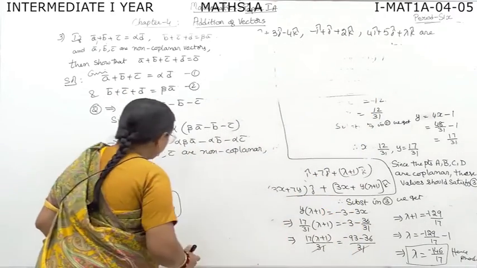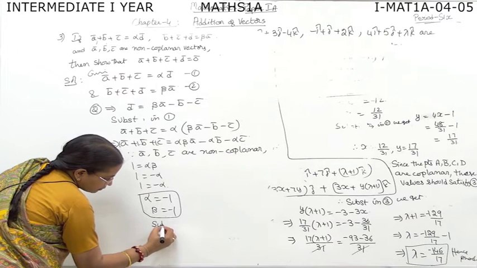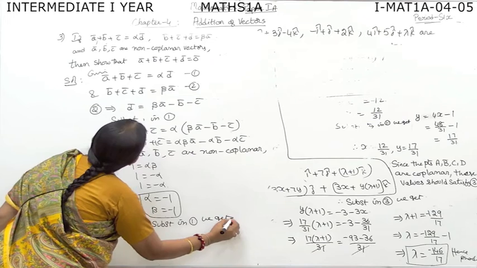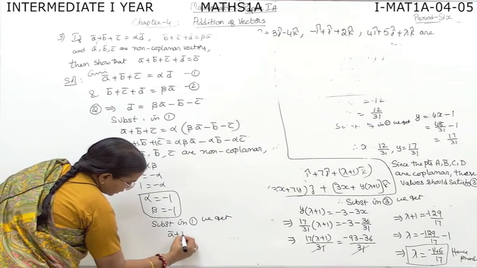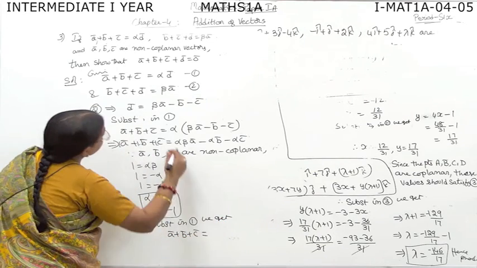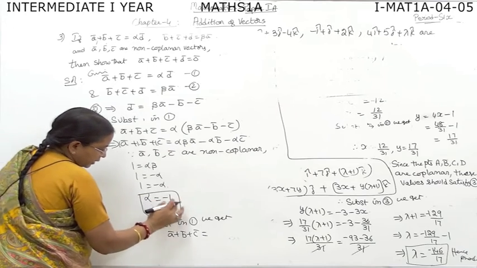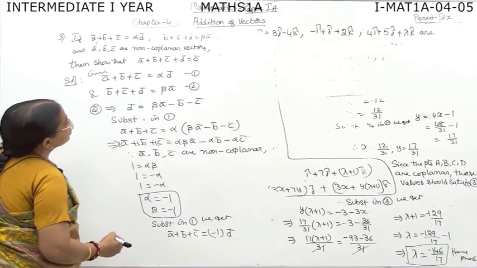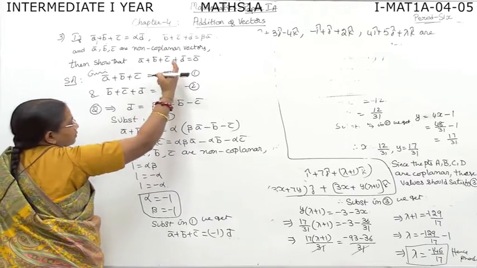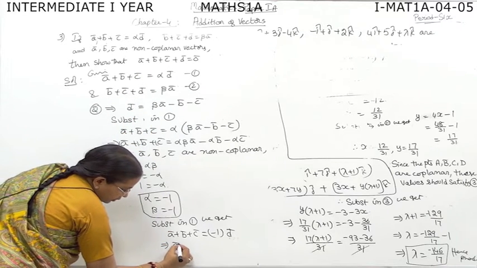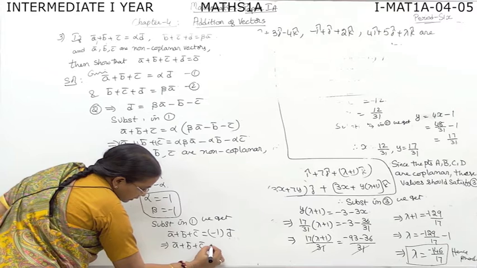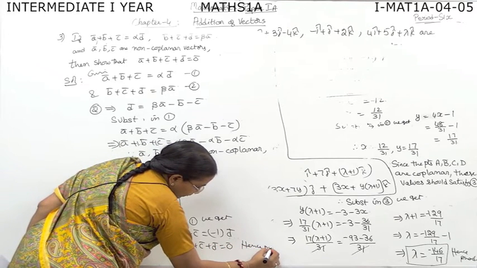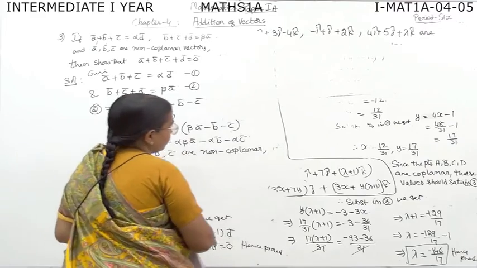So substituting in the first equation, we get A plus B plus C is equal to alpha D. Alpha is minus 1, so minus 1 into D. Bring all this to this side. So you will be proving that A plus B plus C plus D is equal to 0. Hence it is true. So like this we do the problem.